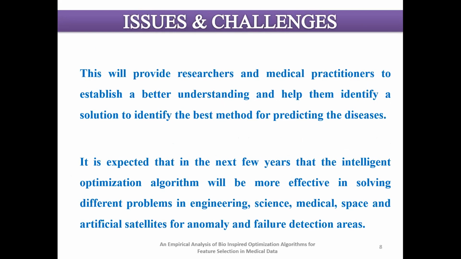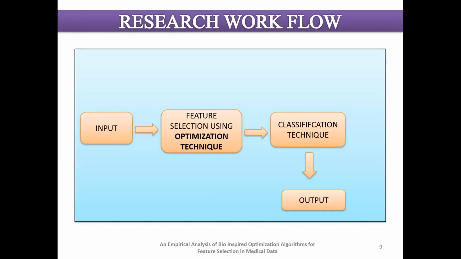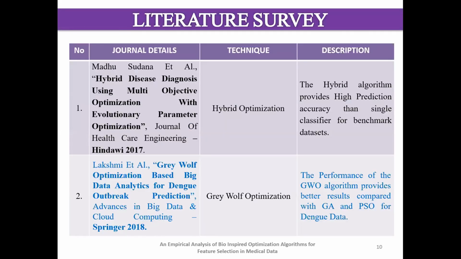And issues and challenges. This will help researchers and medical practitioners establish a better understanding and identify the best method for predicting the disease. It is expected that in the next few years, intelligent optimization algorithms will be more effective in solving different problems in engineering, science, medical, space, and artificial intelligence areas. And this is my workflow. First of all, we give input data sets, then feature selection using optimization techniques, then classification techniques, and the outputs. And this is my literature survey. I have referred to these journals.